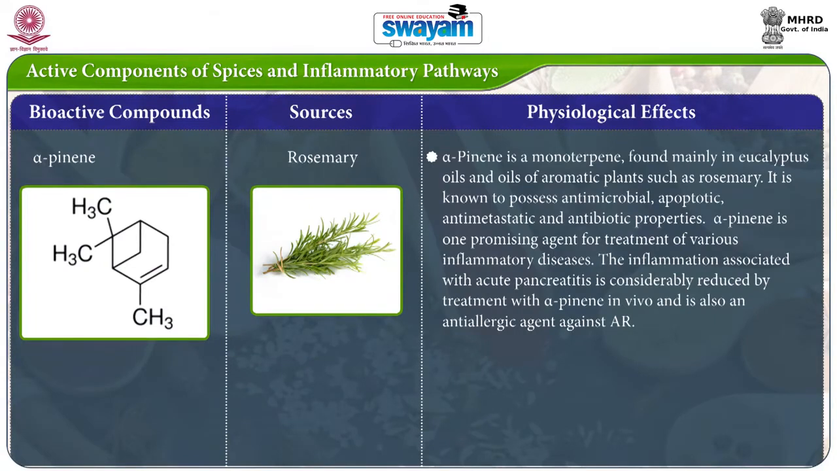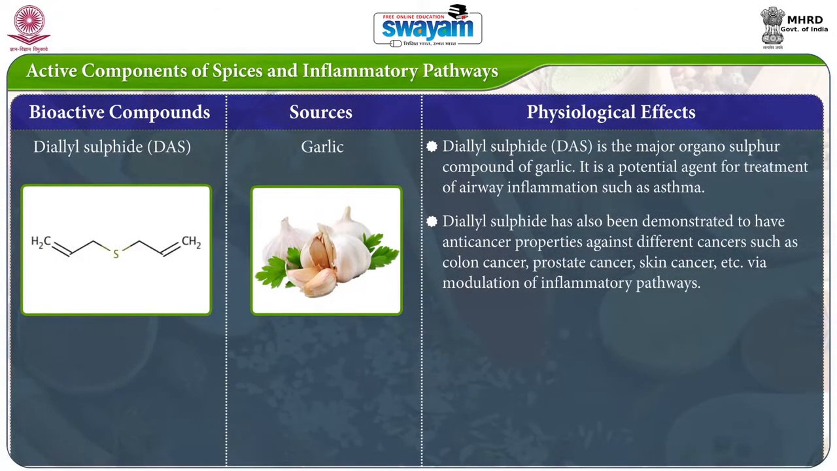Alpha pinene is a monoterpene found mainly in eucalyptus oils and oils of aromatic plants such as rosemary. It is known to possess antimicrobial, apoptotic, antimetastatic and antibiotic properties. Alpha pinene is one promising agent for the treatment of various inflammatory diseases. The inflammation associated with acute pancreatitis is considerably reduced by treatment with alpha pinene in vivo, and it is also an anti-allergic agent against allergic rhinitis.